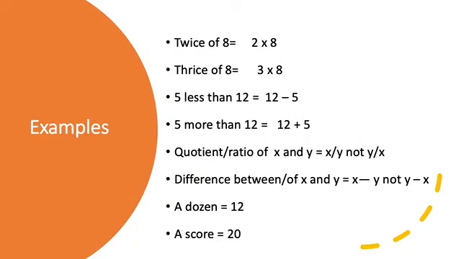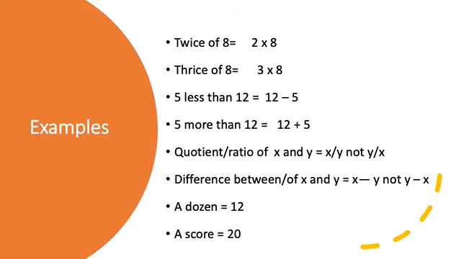Let's look at these examples. Twice of 8 means 2 times 8. Thrice of 8 means 3 times 8. Less than construction is backwards. This means to translate a sentence 5 less than 12, it will be equal to 12 minus 5, not the other way around. This also means the same with addition, but the order in addition doesn't matter, so it's okay to add backwards because the result will be the same either way.